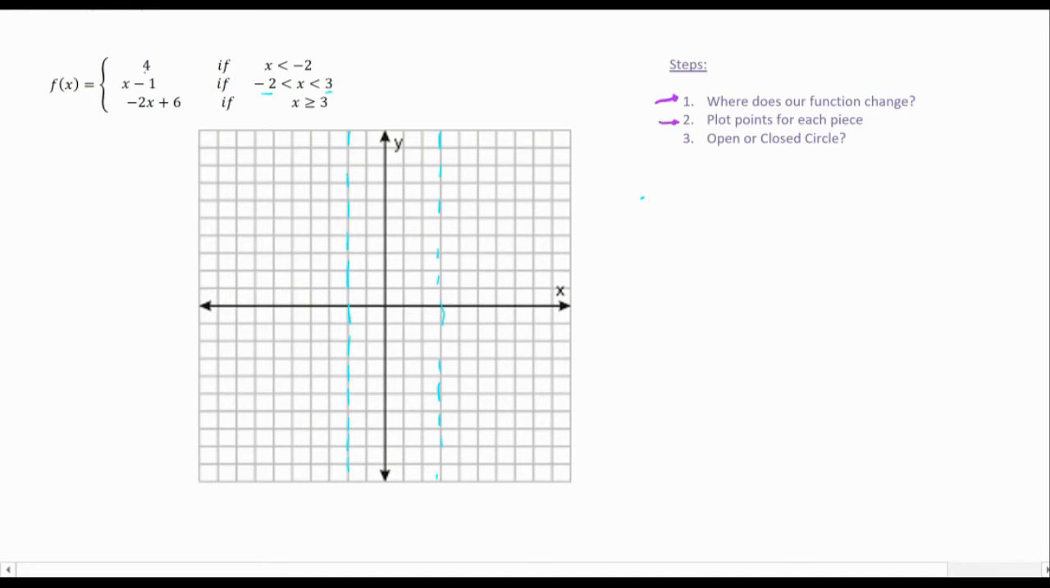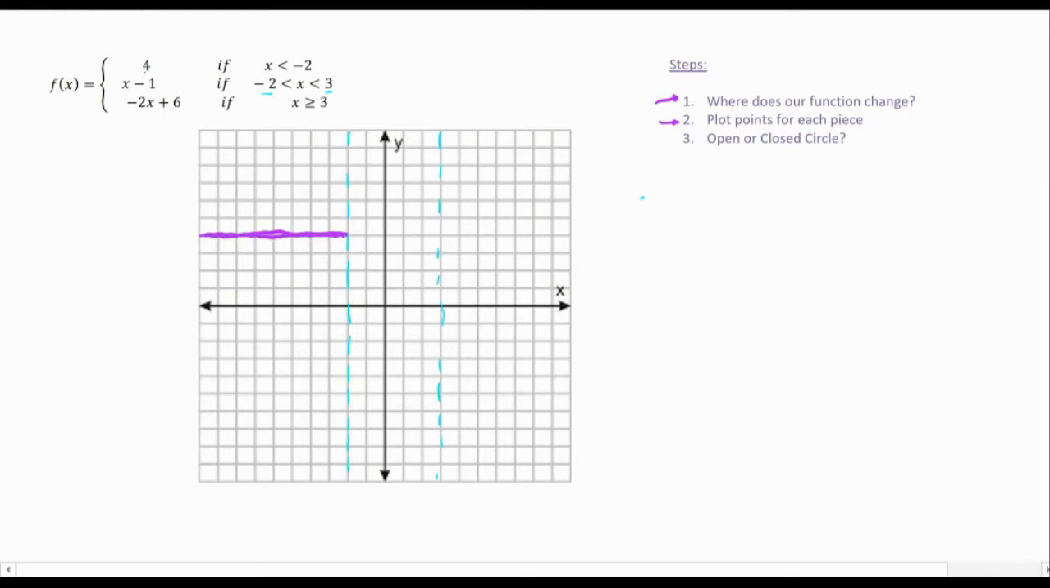So for the first one here, 4, that is a horizontal line because it does not have a slope. So I know it goes along this line here. And I am only going to graph this part up until I hit this first line here, because I split it into three sections, and this is the first of three.